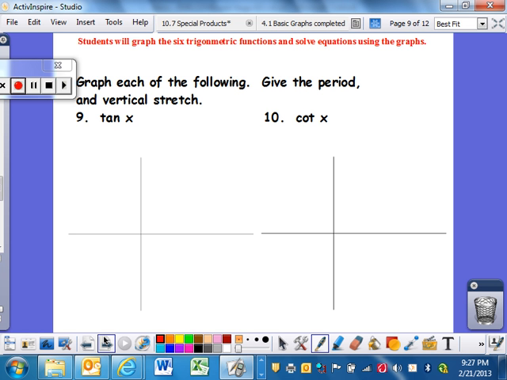So we're talking about tangent of x, so if we want to plug in, just as we did before, we can set up our xy chart, if that helps you think of this any better.